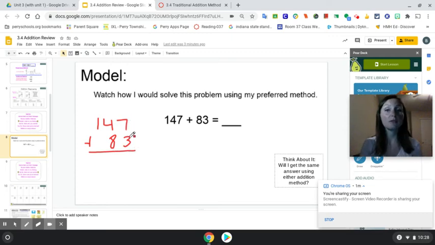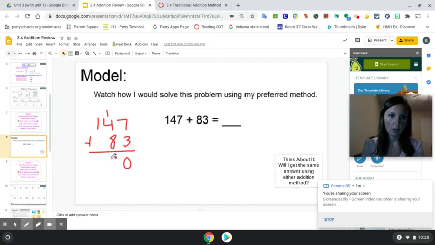And I know with traditional, I start in the ones place. So I'm going to have 7 plus 3, which is 7, 8, 9, 10. So I'm going to put the 0 here. And in traditional, we carry that 1 over here into the tens place. And so because it's 10, 1, 0. So now I'm going to add the tens. 1 plus 4 is 5. And then 5 plus 8, 8, 9, 10, 11, 12, 13.